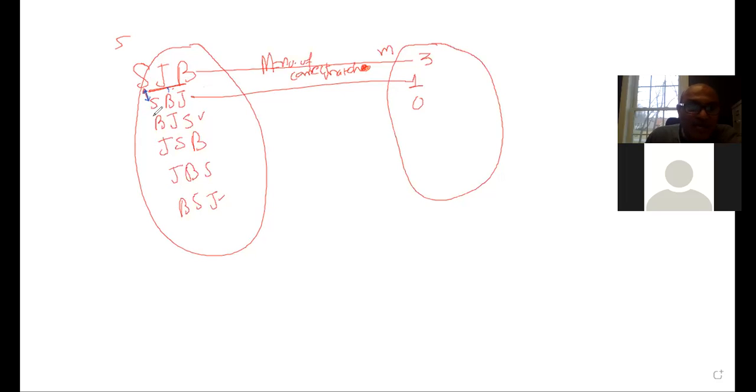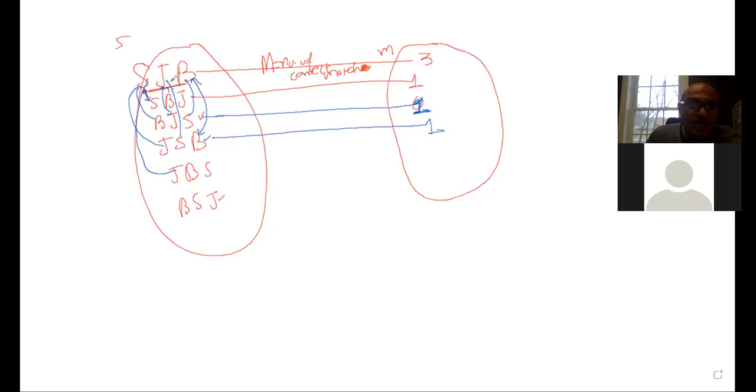Then after that, you can see B with J is not matching, but this one is matching. Look here, J and J. So this one will go to 1. And then this one is not matching. Now J with S is not matching, S with J is not matching, but B with B is matching. So this is the right match. So this goes to 1 also.